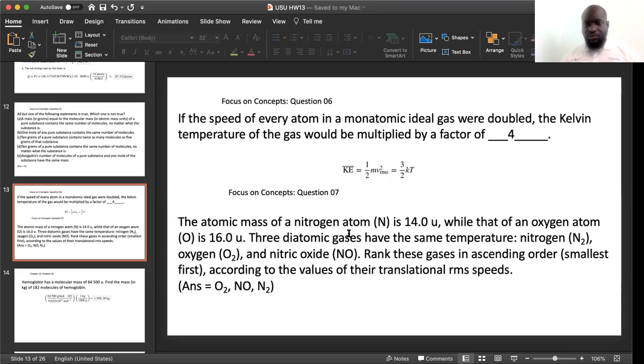So let's see, NO. NO is 14 plus 16. You see that now? So that's less than 32. So that's going to have more translational RMS speed. And N2 is just 14 plus 14, which is less than 14 plus 16. So N2 has higher, followed by NO, followed by O2. Next question.